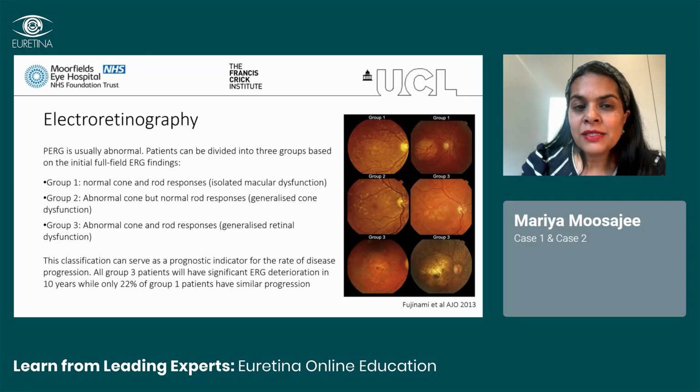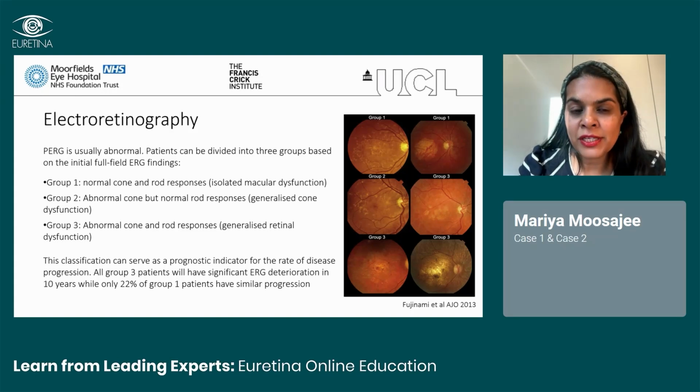Group 1 is where you have normal cone and rod responses, and there's really isolated macular dysfunction. Group 2 is where you have abnormal cone but normal rod responses, and this is generalized cone dysfunction. And then group 3 is when you have abnormal cone and rod responses with generalized retinal dysfunction. And this classification can serve as a prognostic indicator for the rate of disease progression for these patients.